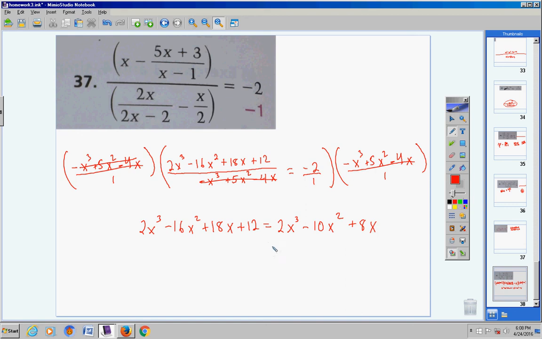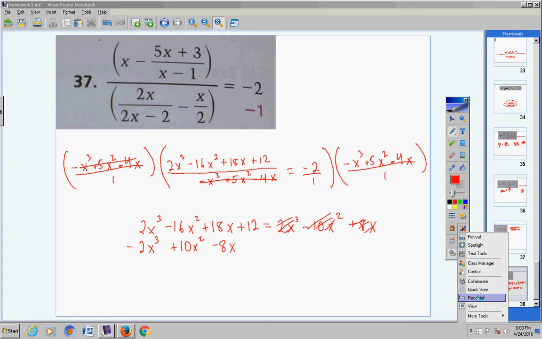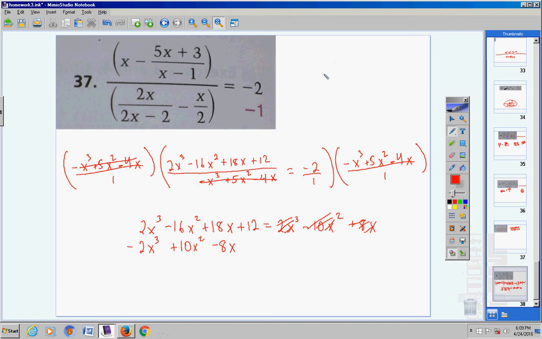Now listen, as soon as I say I have a third degree equation, I realize I want to get one side equal to 0 right away. So bring the 2x cubed over and make it a negative 2x cubed. Bring the negative 10 over and make it a positive 10. Bring the positive 8x over and make it a negative 8x. Alright, and let's see what happens. These cancel. Negative 16, positive 10, negative 6x squared. Positive 18, negative 8, that's positive 10x. Bring down your 12. All of that equals 0.